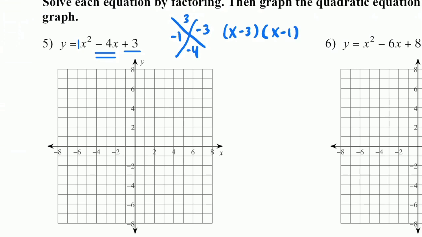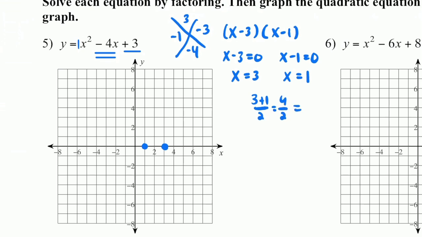And then once I get to this step, I'm going to treat it like those previous questions we just worked on. So I'll set x minus 3 equal to 0 and x minus 1 equal to 0. So x is going to equal positive 3 and x is going to equal positive 1. So I can plot those 2 points. Then I add them together and divide by 2. So 4 over 2, which will give me 2. So I know my axis of symmetry is going to be at x equals positive 2.